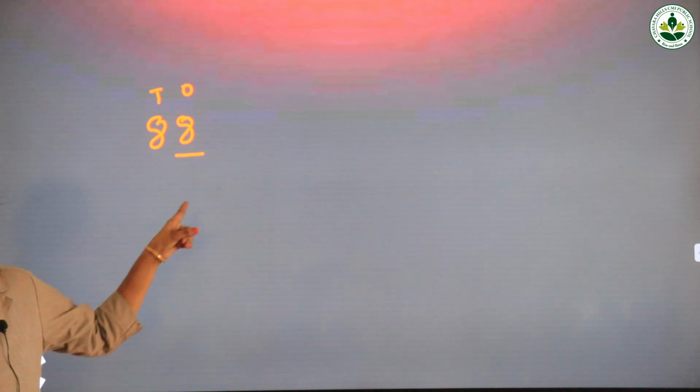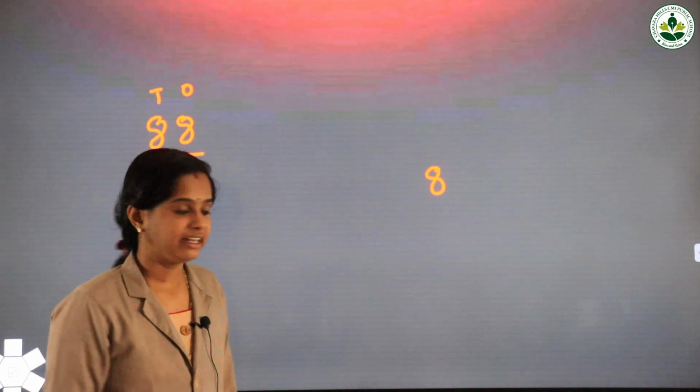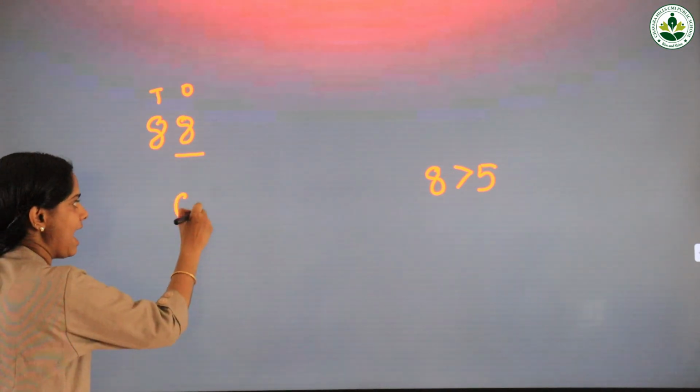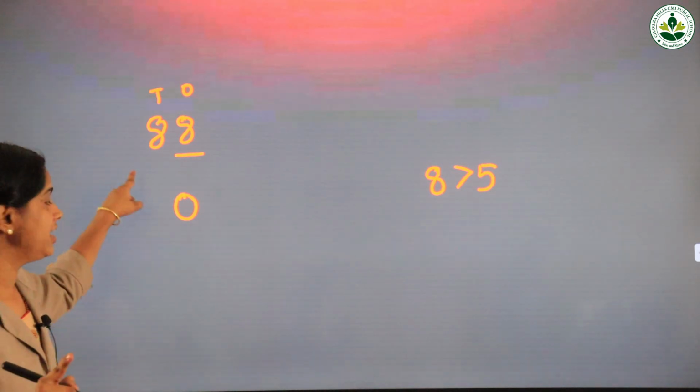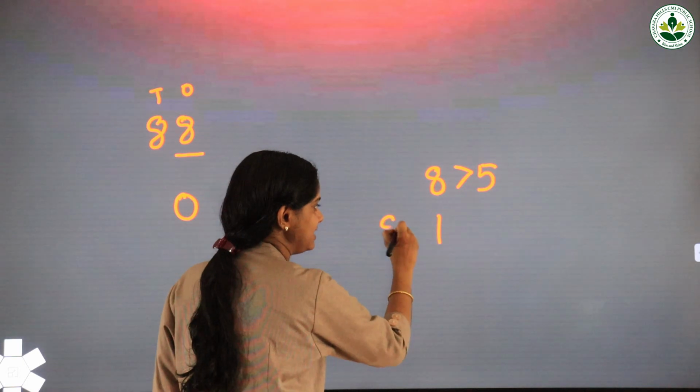Another example. Round off 88 to the nearest 10. For this, look at the digit in the ones place. Here we can see that the digit in the ones place is 8. We know that 8 is greater than 5. So, we can round off by writing 0 in the ones place and adding 1 to the digit in the tens place.